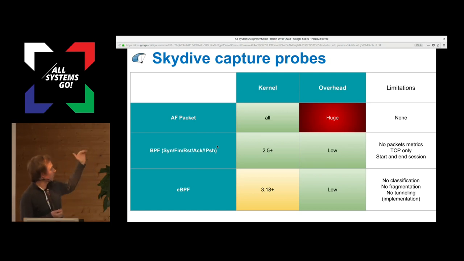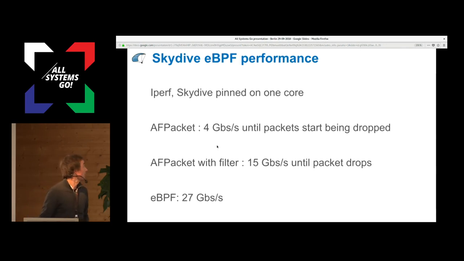It's not really a capture type, but we have BPF, so you can restrict the amount of traffic you want just by specifying BPF filters. This way you don't have everything, so you have no packet metrics and stuff, but still you can do very useful things. And then you have eBPF, but you have to use a recent kernel. The overhead is really, really small, but no classification.